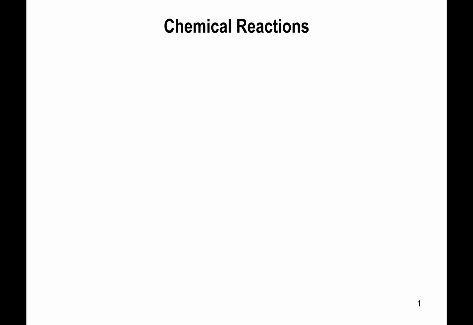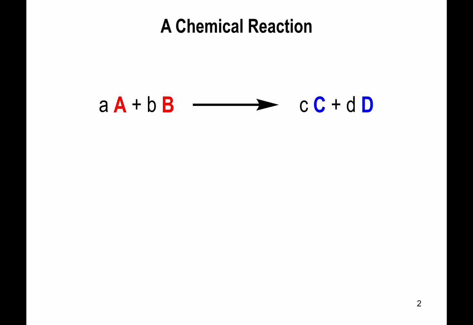All right, let's talk about chemical reactions. In a chemical reaction, what you typically have is a set of molecules or elements to the left of an arrow, and then you have elements or molecules to the right of the arrow. And the big A, the capital A, B, C, and D here basically represent molecules.